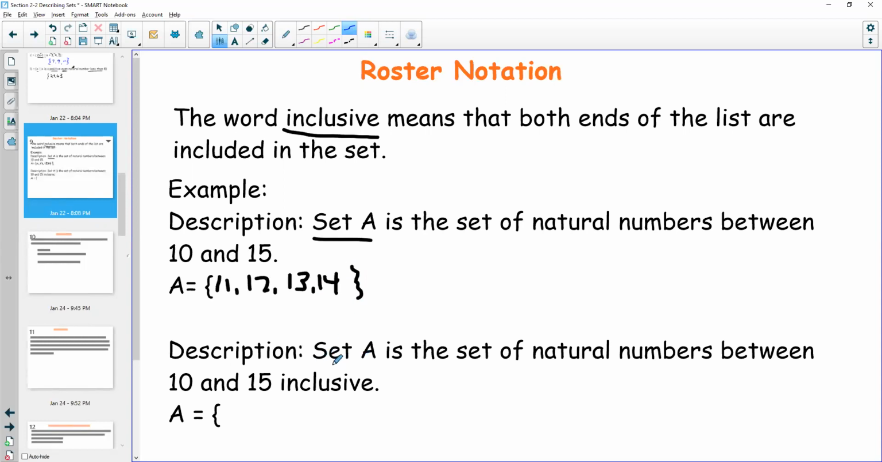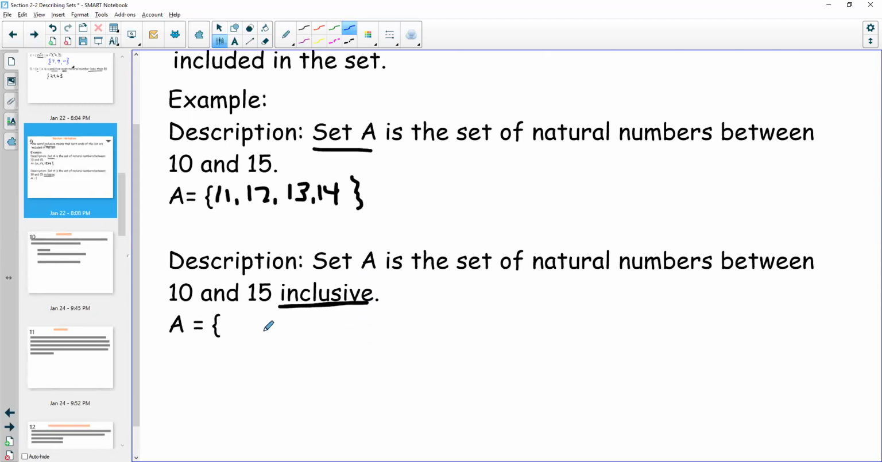On the second part, set A is the set of natural numbers between 10 and 15, inclusive. That means my set changes because I include the ends. Oh, wow, I'm trying to write 15 because I'm thinking about it. 11, 12, 13, 14, 15, okay? So the sets are different because of that word inclusive here.